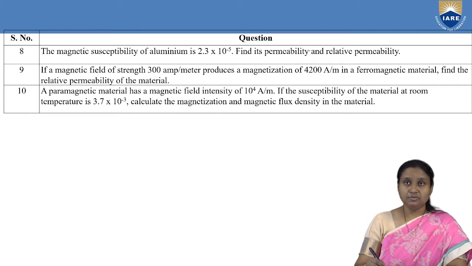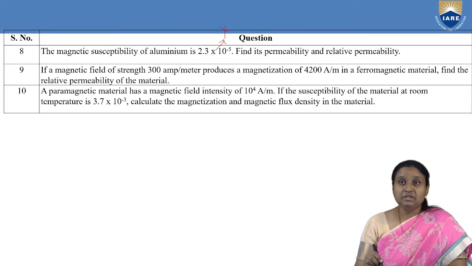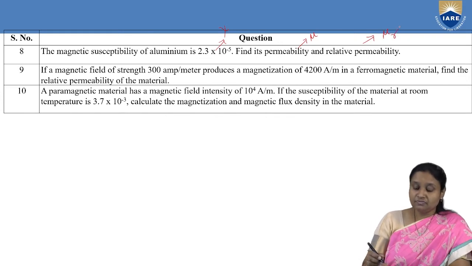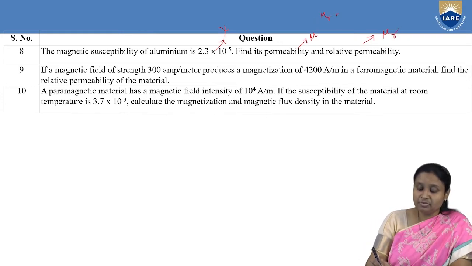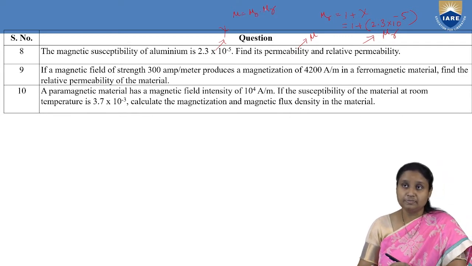Now coming to the last problems, here we were given the value of chi, magnetic susceptibility, which has no units, and we need to find permeability mu and relative permeability mu r. First, we'll find the relative permeability by using the formula mu r is equal to 1 plus chi, which is 1 plus 2.3 into 10 power of minus 5. And after that, how are we going to find mu? Mu is simply mu naught into mu r, where mu naught is permeability of free space.